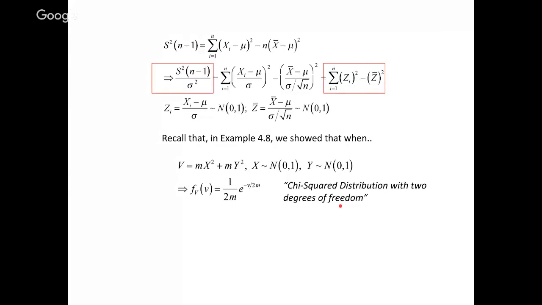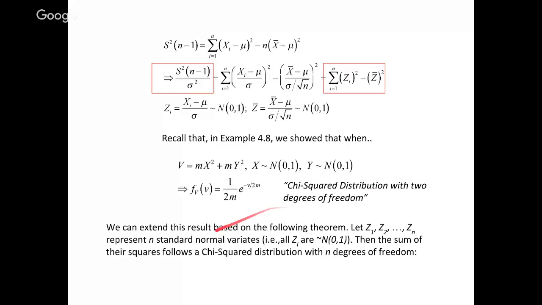And so you can guess where this is going: if you had a sum of n random variables, each of which were squared and each of which were standard normal distributed, you would end up with a chi-square distribution with n degrees of freedom. So that's where we're going. And in fact, that's exactly right. There's a cool little theorem that says if you have n random variables, z1 through zn, that are all standard normal variates, that is, they are distributed according to the standard normal distribution, N(0,1), then the sum of their squares follows a chi-square distribution with n degrees of freedom. So basically, what does that look like?